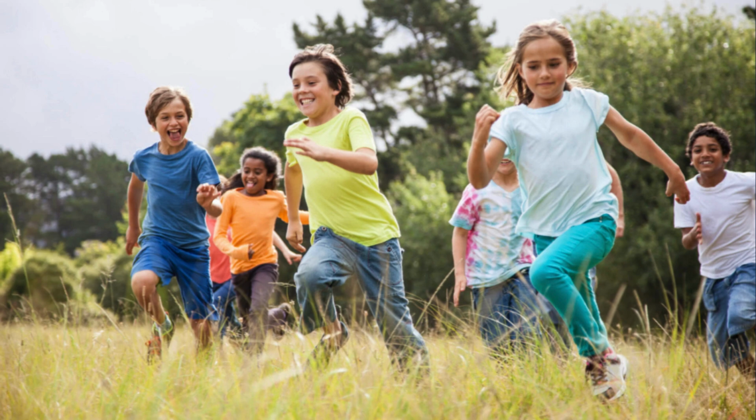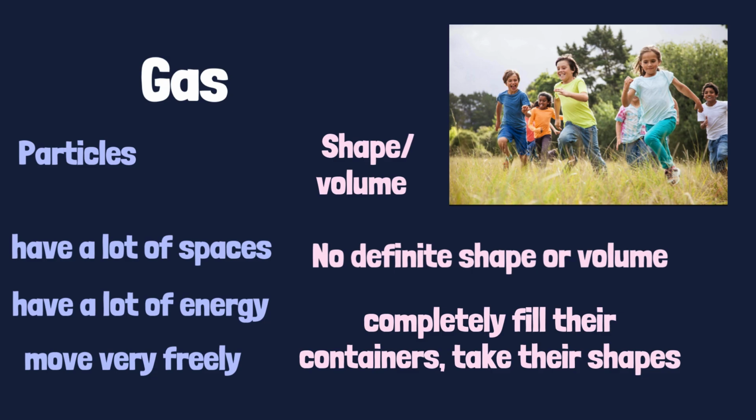Those happy children look like the gas particles as they run very fast and have a lot of energy. So we can say here that the particles of the gas state have a lot of spaces, have a lot of energy, and move very freely and fast. So the gas state has no definite shape or volume. They completely fill their containers, take the shape of the container, and also take up the space of the container.